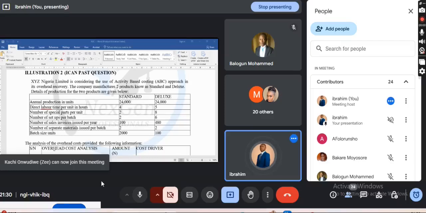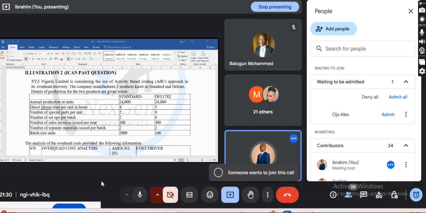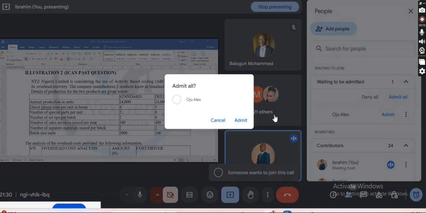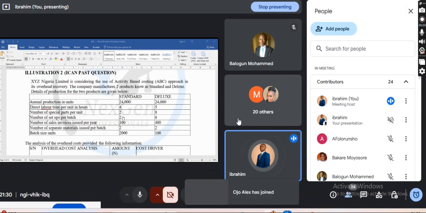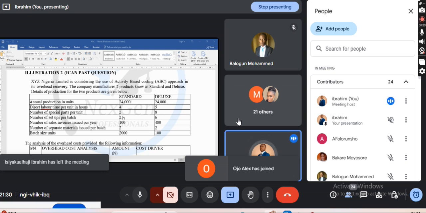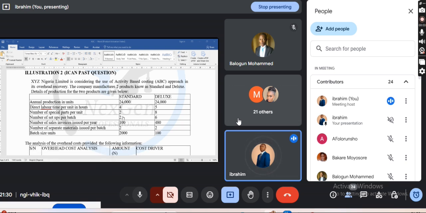Once you see a question under performance management, the first thing you need to do is to go to the requirements and check what they say you should do. Once you read the requirements, ask yourself, which topic is this? Is it marginal costing? Is it activity-based costing or other topics? That is the question. After you ask yourself such a question, you will still ask yourself what are the steps you will use in solving this question.